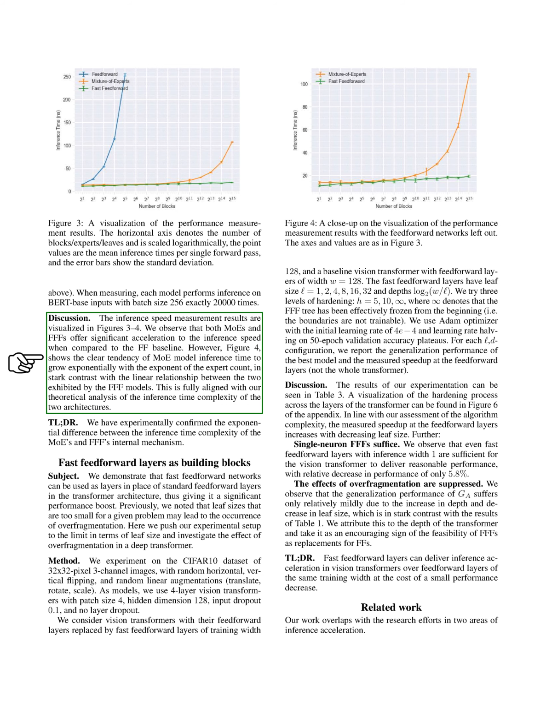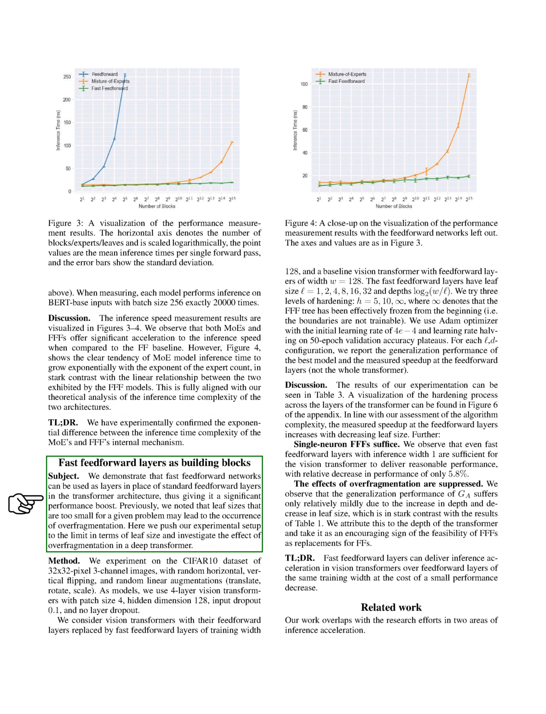Our results showed that both mixtures of experts and fast feedforward networks significantly increased the inference speed compared to the feedforward baseline. However, we noticed that the inference time for mixtures of expert models increased exponentially with the number of experts, while the inference time for fast feedforward models increased linearly. This confirmed our theoretical analysis of the inference time complexity of the two architectures. We also found that fast feedforward networks could replace standard feedforward layers in the transformer architecture, significantly improving its performance.